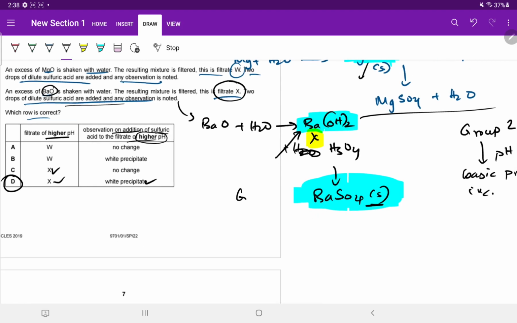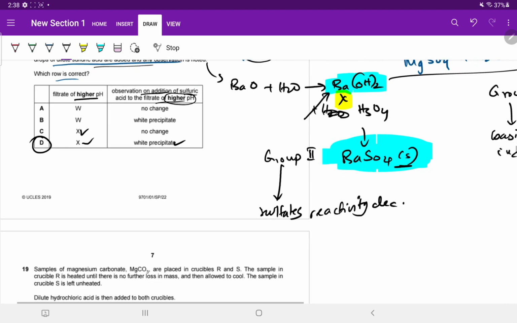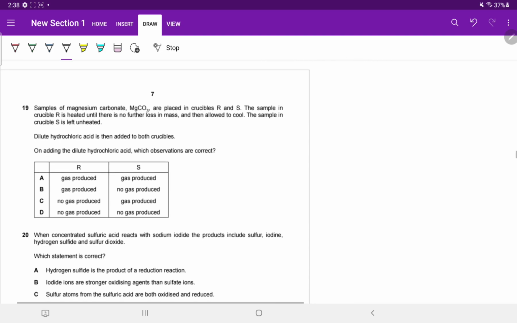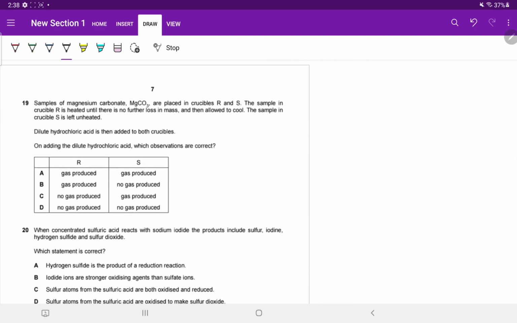Because as we know, in group 2, as we go down the group, sulfate solubility decreases. Okay, that means the sulfates become solid, because a solid layer of sulfates is formed as you go down group 2.